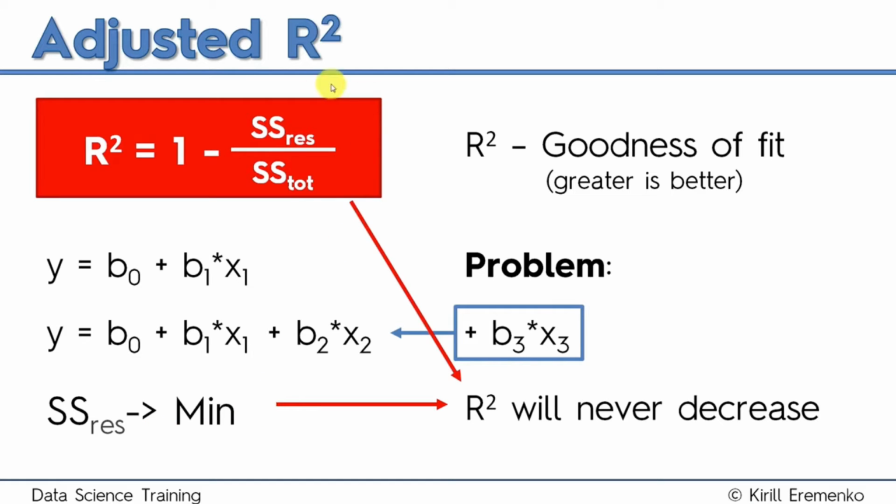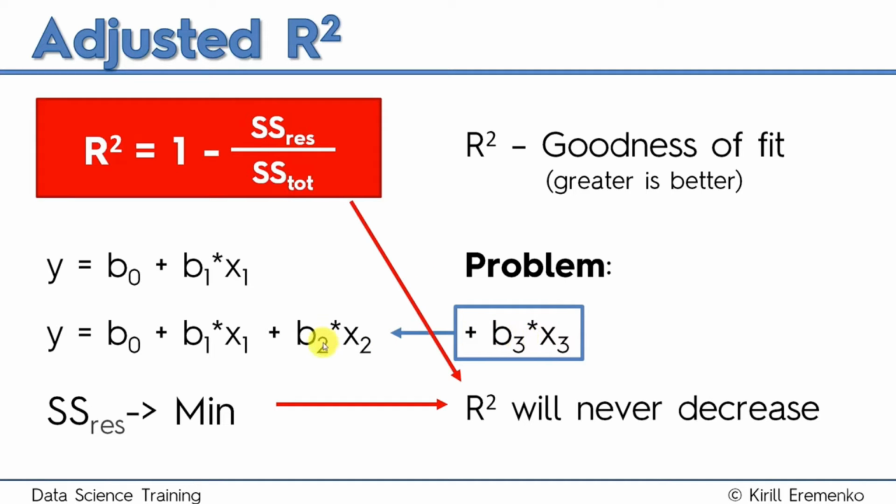And in that case, what will happen to R squared? It'll be 1 minus something that is less than it used to be, divided by the same value, because by adding a new variable, we're not affecting the observations, we're not affecting the averages of the observations. This does not change.